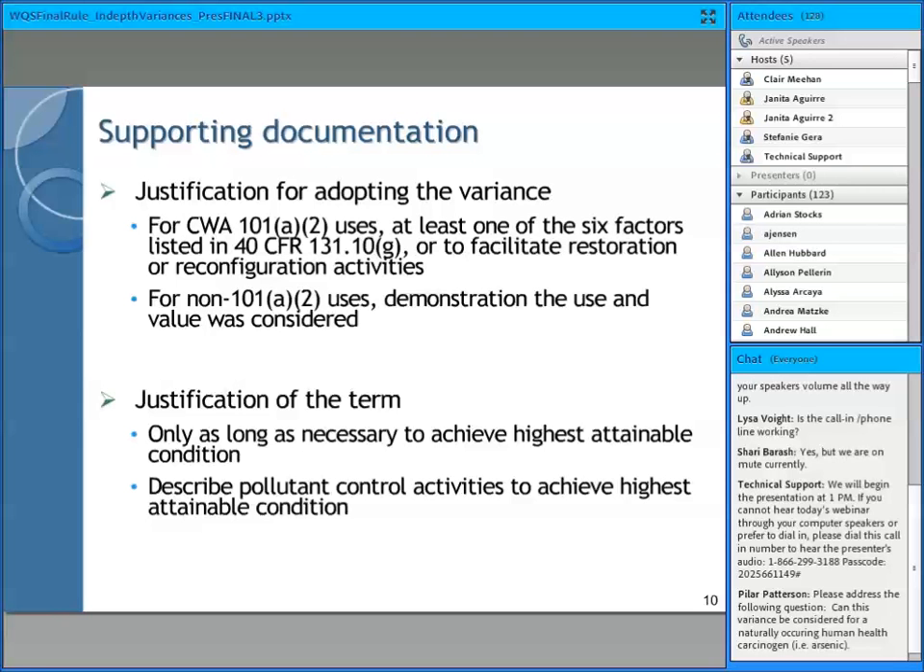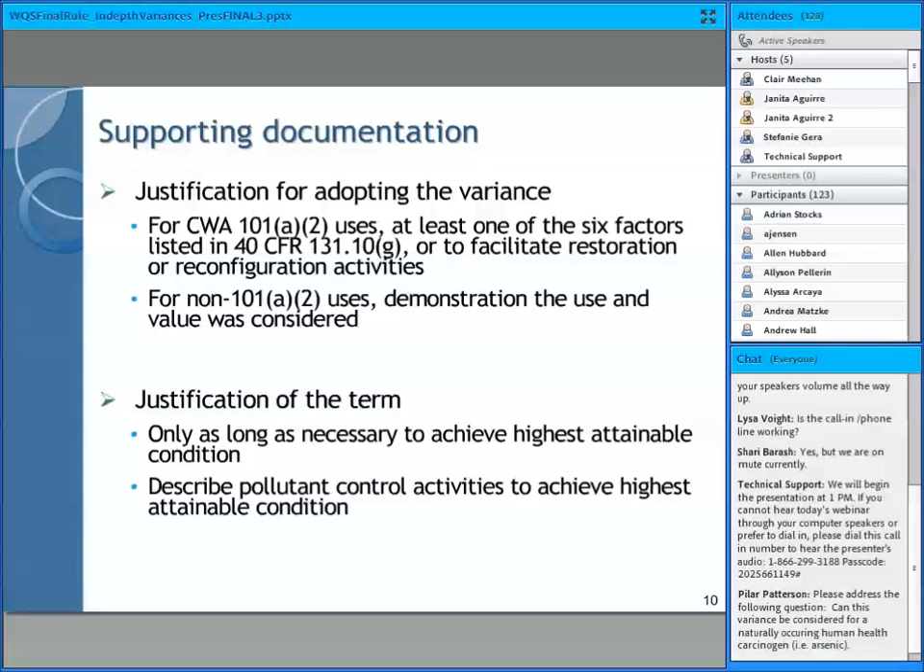Additionally, the regulation now specifies that a state or tribe may remove a non-101(a)(2) use and criteria after demonstrating consideration of the use and value of the water for that use. Similarly, a state or tribe may adopt a variance that addresses a non-101(a)(2) use by demonstrating how consideration of the use and value supports adoption of the variance with the specified term.